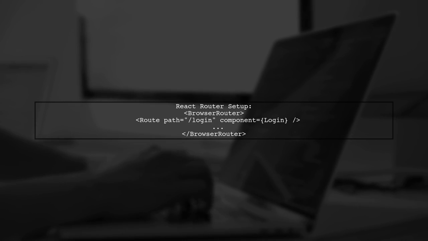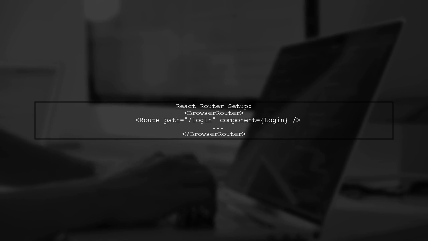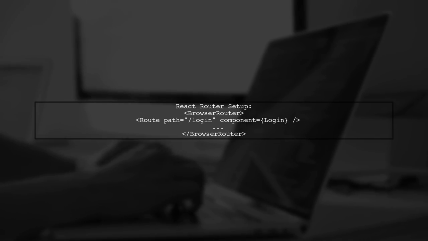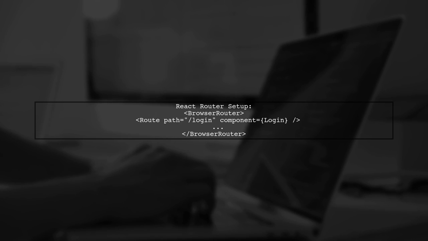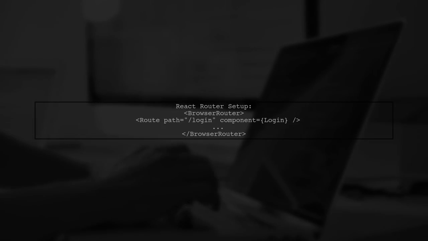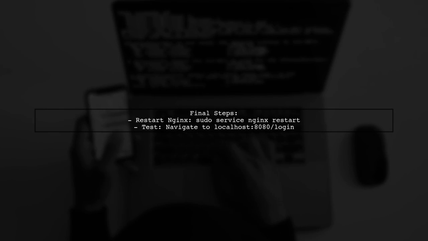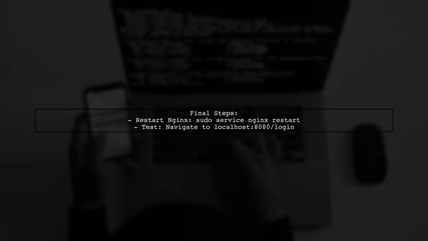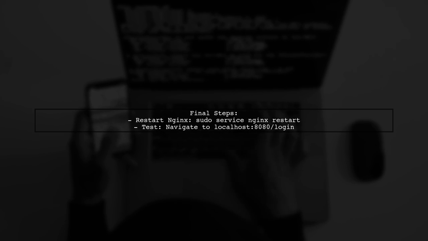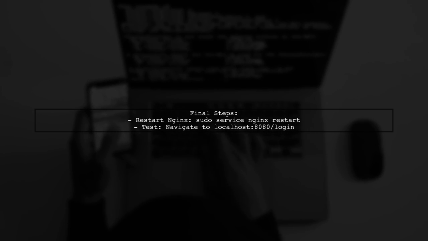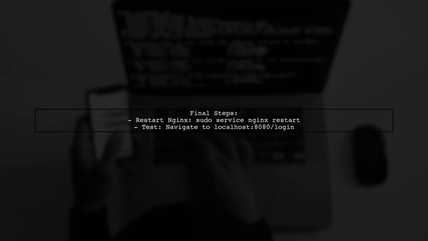Additionally, ensure that your React router is set up correctly. The browser router component should be used to wrap your routes, which you have already done. Finally, after making these changes, restart your Nginx server and test your application by navigating to the desired routes. You should no longer see the 404 error.